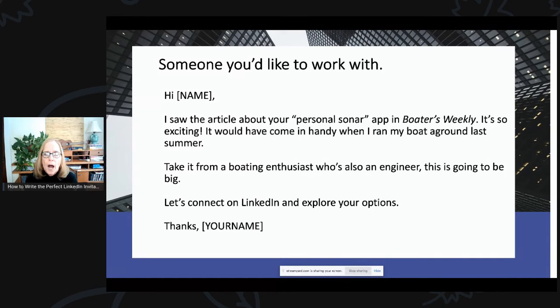Now, I did not put in this one a hint as to what I do, because this is not necessarily for me. If it were for me, I'd do it a little bit differently, and I'll show you that way too. Hi, name. I saw the article about your personal sonar app in Boaters Weekly. It's so exciting. It would have come in handy when I ran my boat aground last summer. Take it from a boating enthusiast who's also an engineer. This is going to be big. Let's connect on LinkedIn and explore your options.